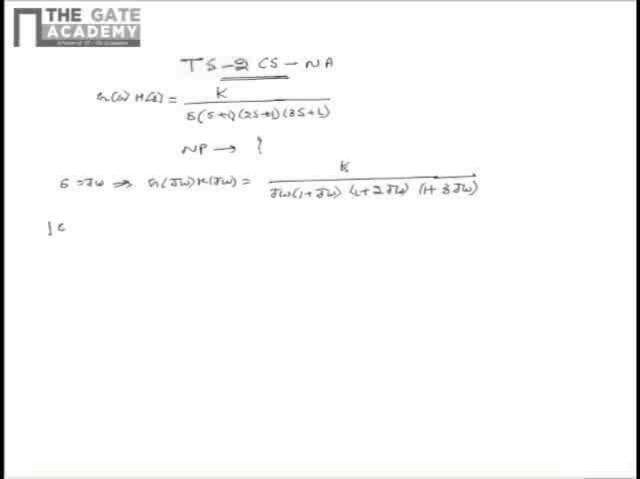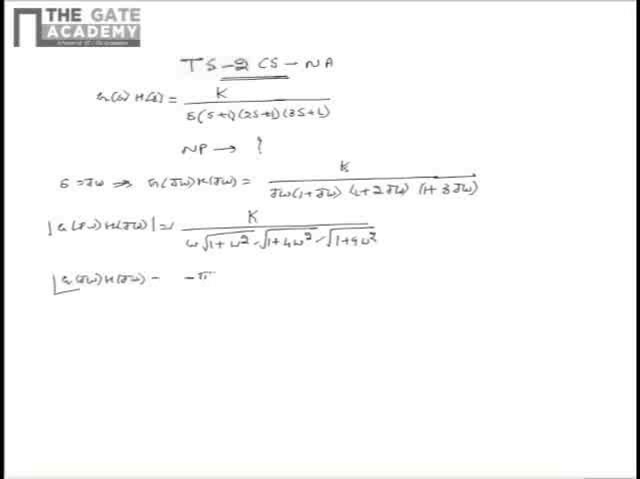So from this we can write that magnitude of G(j omega)H(j omega) is equal to K by omega into square root of (1 plus omega square) multiplied by square root of (1 plus 4 omega square) multiplied by square root of (1 plus 9 omega square). Also, phase of G(j omega)H(j omega) is equal to minus pi by 2 minus tan inverse omega minus tan inverse 2 omega minus tan inverse 3 omega.